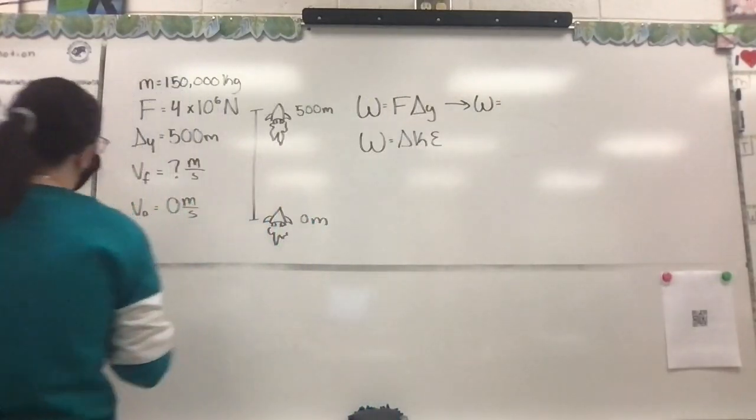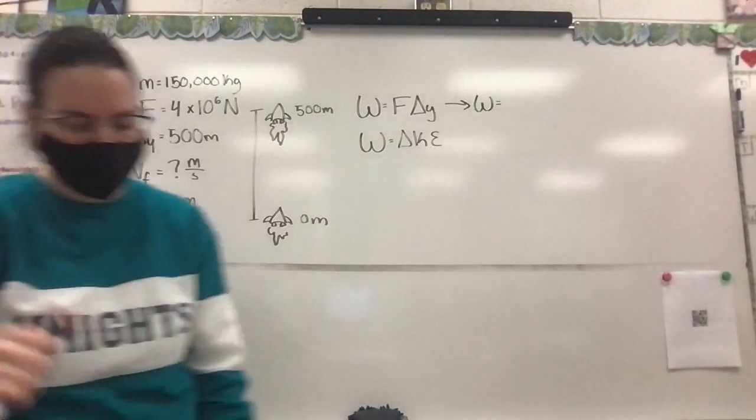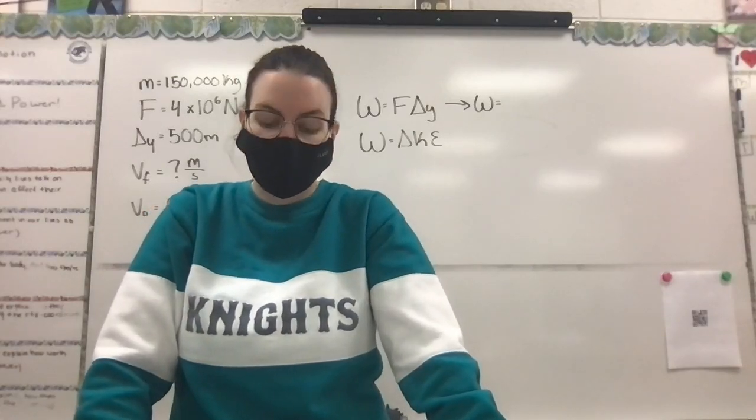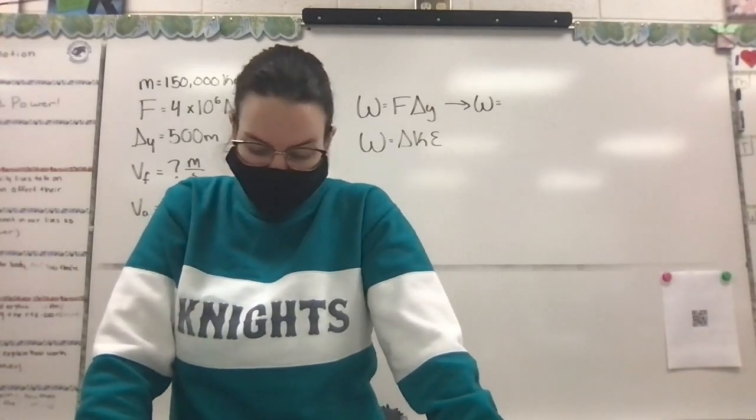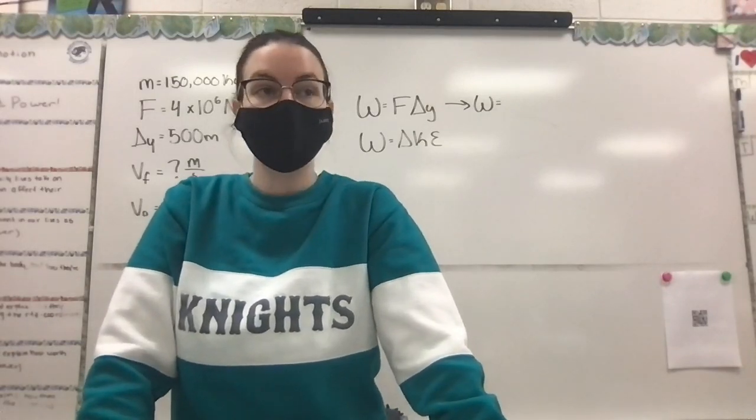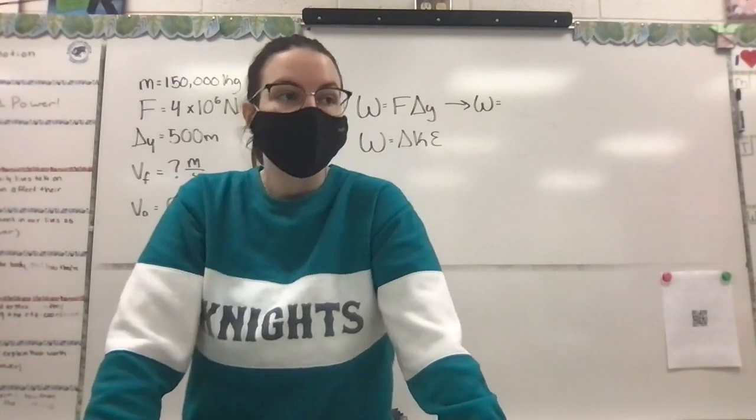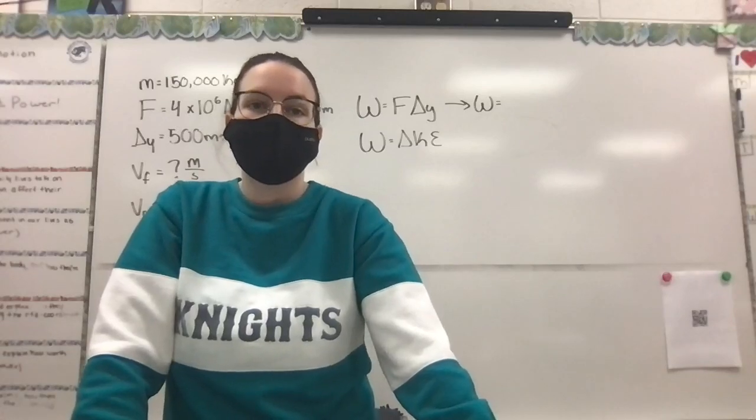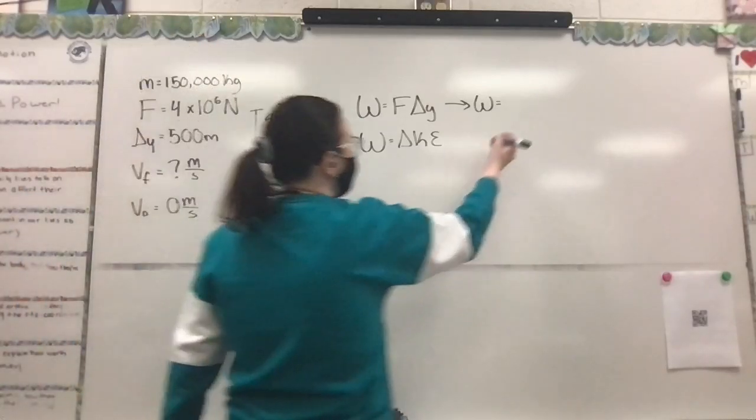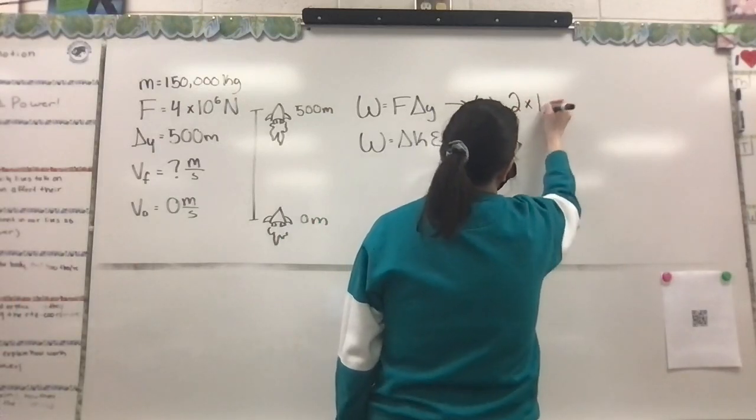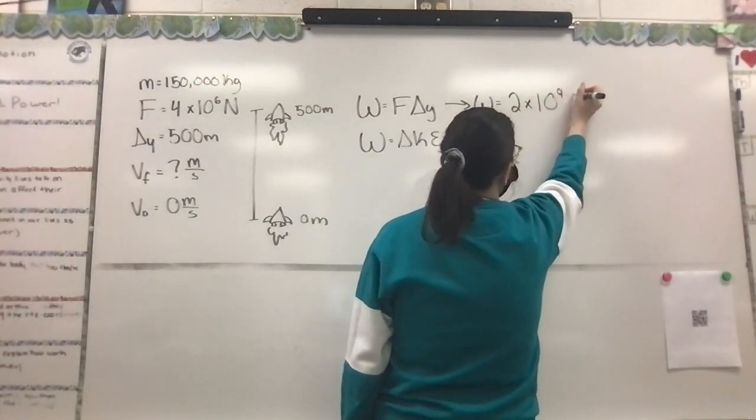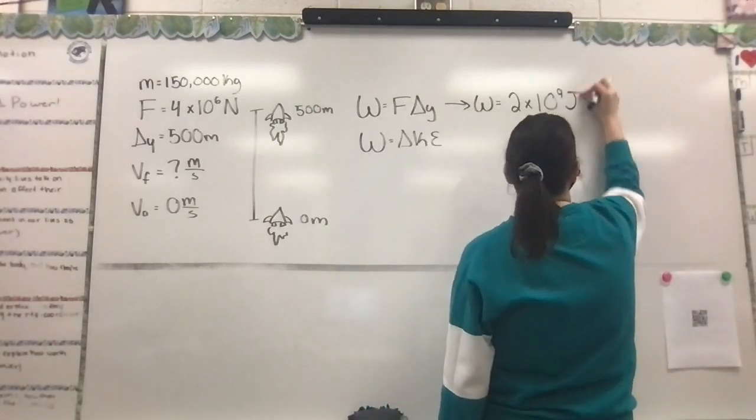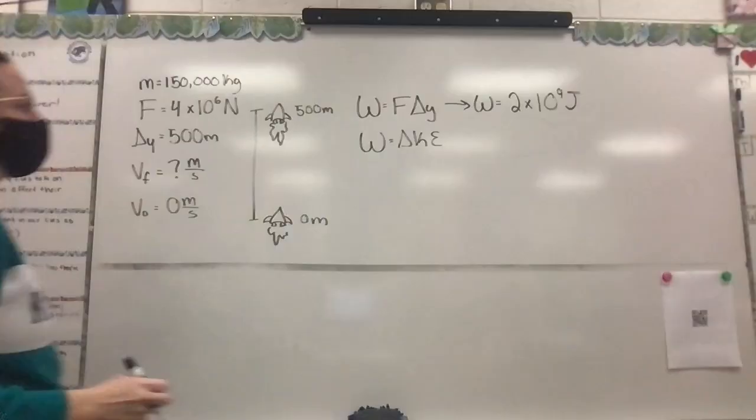Do 4 times 10 to the 6 newtons times 500 meters. Please give it to me in scientific notation. I do not want to write all the zeros or all the numbers even. I just don't want to do it. 2 times 10 to the... What are the units? Joules. Okay. Is that what we wanted to find?